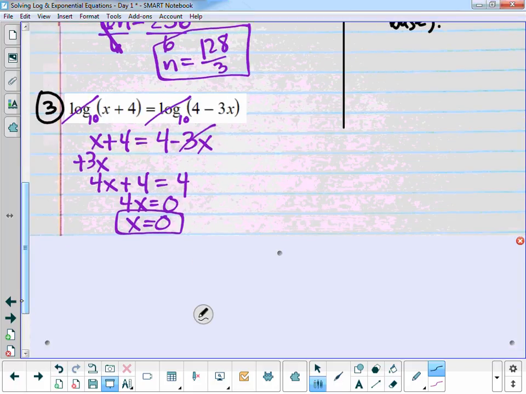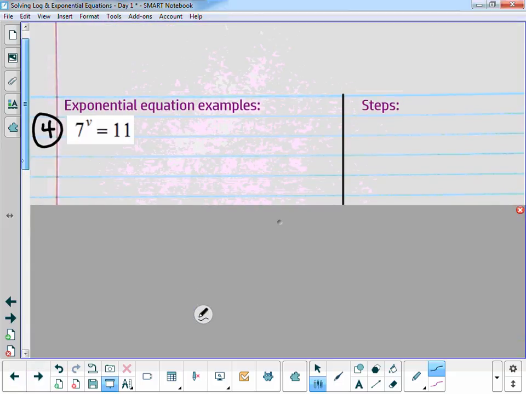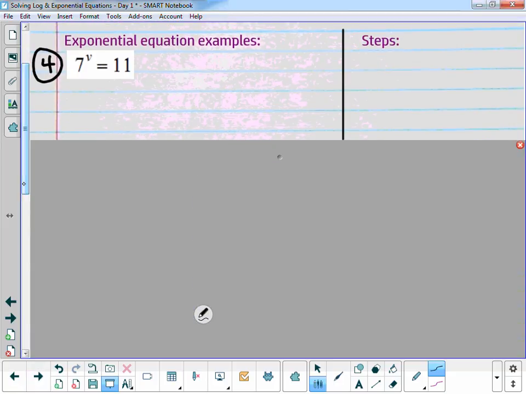There's 6. So if you need to go to the next page, that is fine, because I did 3 of each.